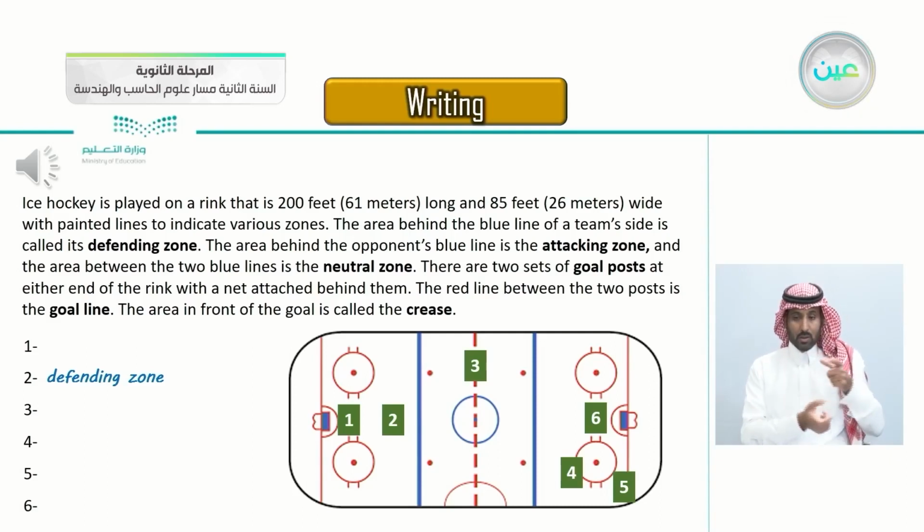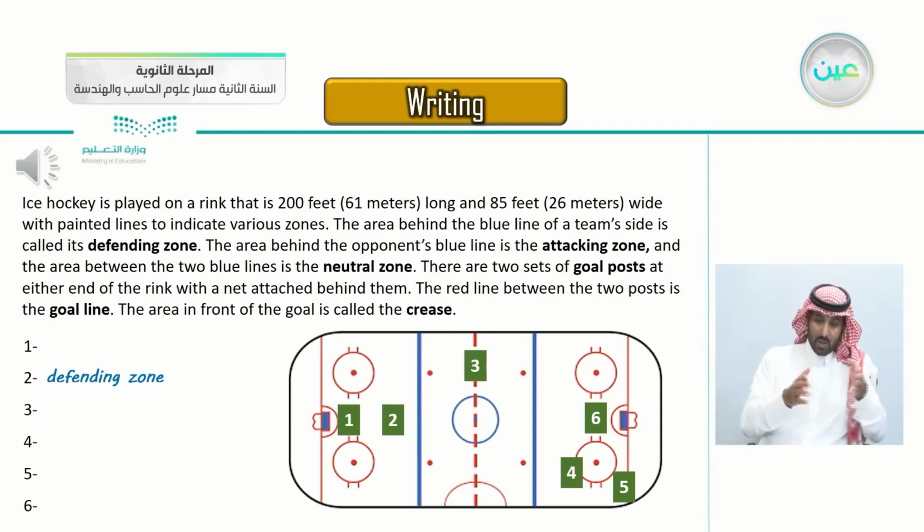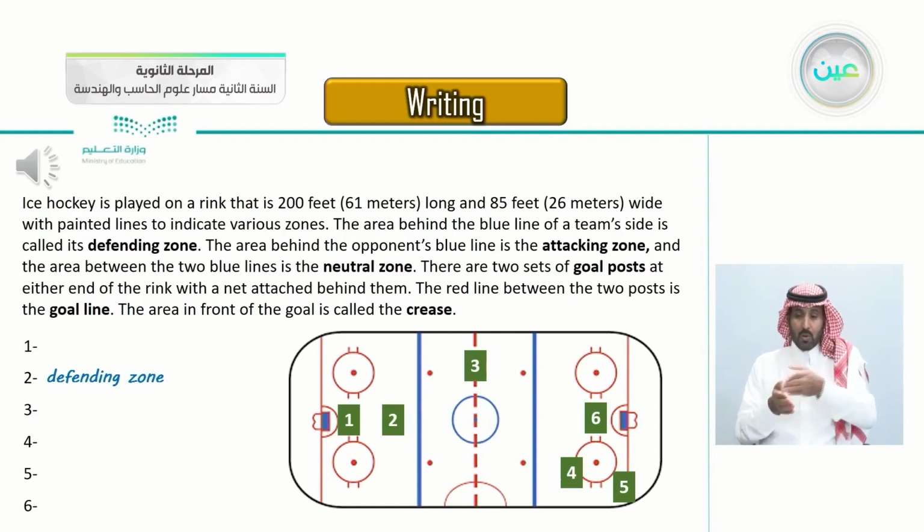Ice hockey is played on a rink that is 200 feet, 61 meters, long and 85 feet, 26 meters, wide, with painted lines to indicate various zones. The area behind the blue line of a team's side is called its defending zone. The area behind the opponent's blue line is the attacking zone, and the area between the two blue lines is the neutral zone. There are two sets of goal posts at either end of the rink with a net attached behind them. The red line between the two posts is the goal line. The area in front of the goal is called the crease.